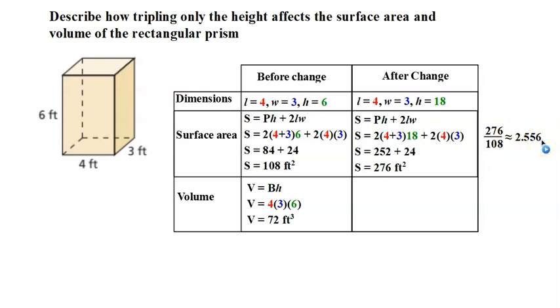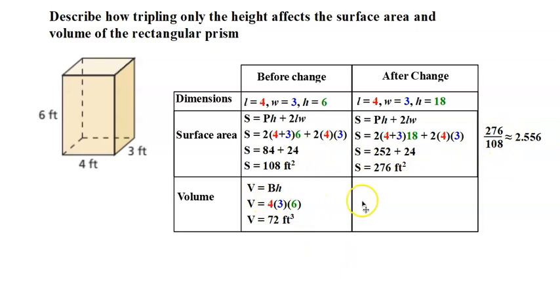2.556. It's 2.555, it's a repeating decimal. Approximately 2.556. Not 3. So tripling the height did not triple the area. All right, didn't even go up by 3 squared, did it? No, because we only tripled one dimension, not all of them. And so it does weird things. Notice the lateral area got tripled, but the bases stay the same.